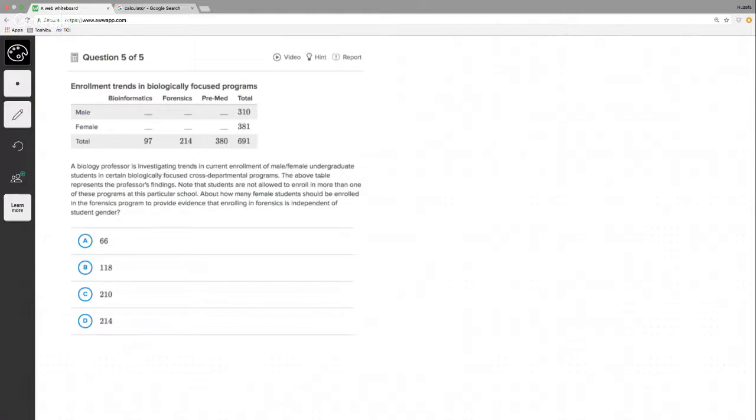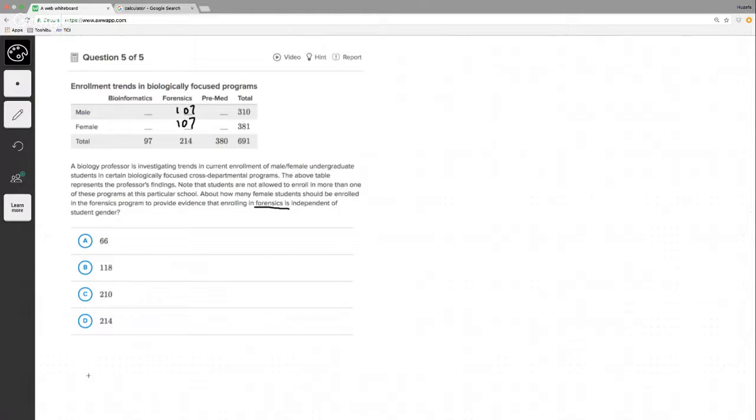A biology professor is investigating current trends of male-female undergraduate students in certain biologically focused cross-departmental programs. The above table represents the professor's findings. Note that students are not allowed to enroll in more than one of these programs at this particular school. About how many female students should be enrolled in the forensics program to provide evidence that enrolling in forensics is independent of student gender? So that's what I'm saying, 107, 107. And there is no 107.